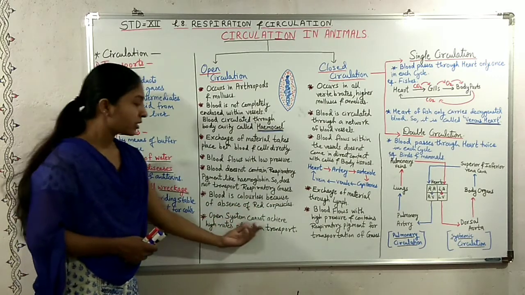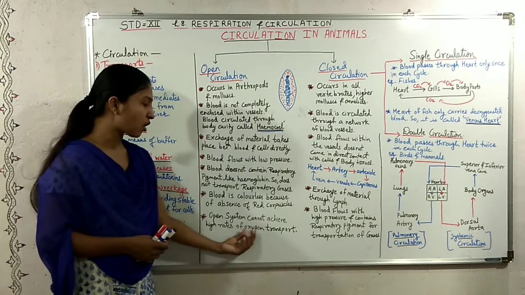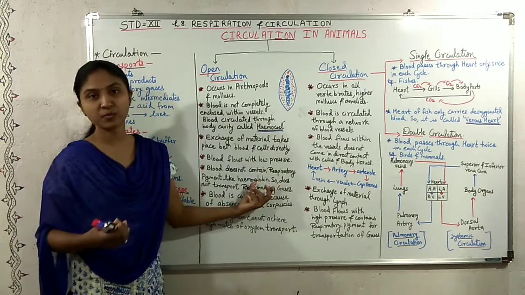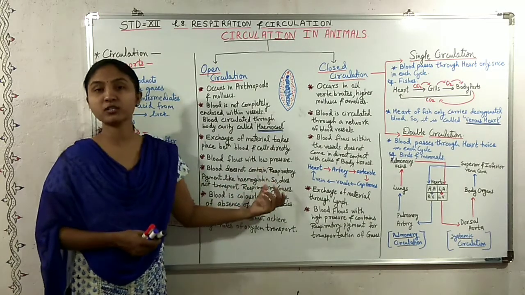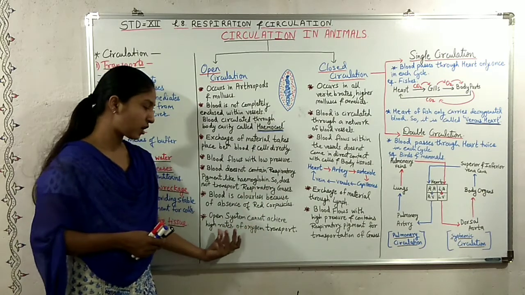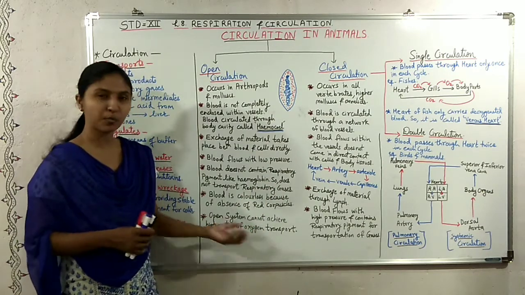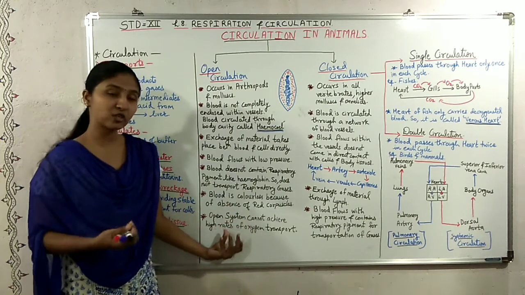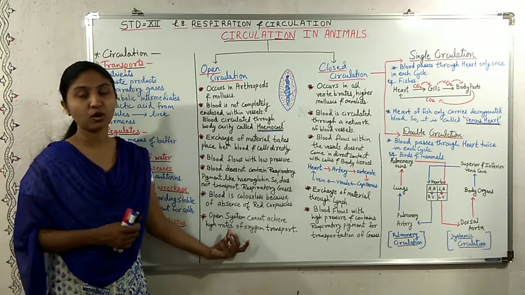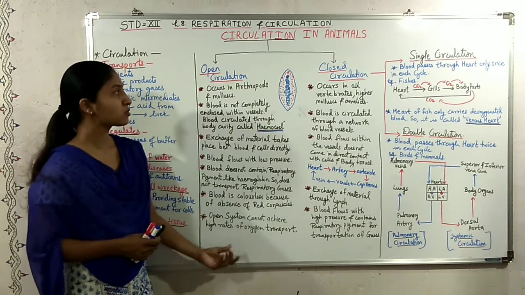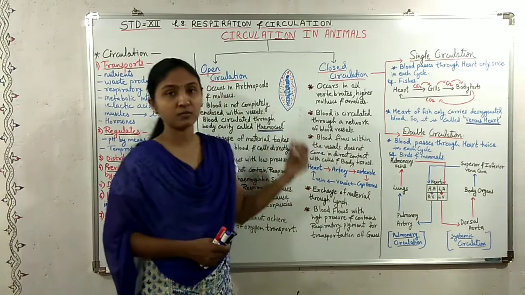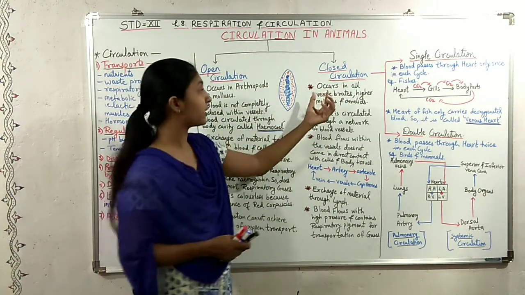Open system cannot achieve high rates of oxygen transport. As it does not have respiratory pigment, it does not support transport of the respiratory gases. So high rates of oxygen transport are not achieved by the open circulatory system. The next is the closed circulatory system. The second type is the closed circulatory system.